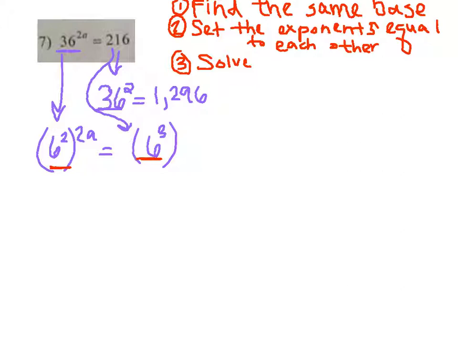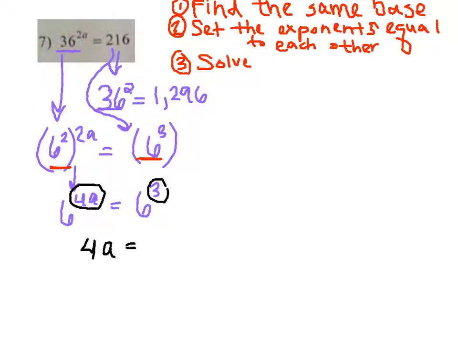Now step 2 says set the exponents equal to each other. So before we do that, we're going to rewrite this as 6 to the 4a, because we know 2 times 2a equals 4a, and then that equals 6 cubed. Now we take these exponents, and I'm going to circle them in black. Once you have the same base, you can take these exponents and you can set them equal to each other.